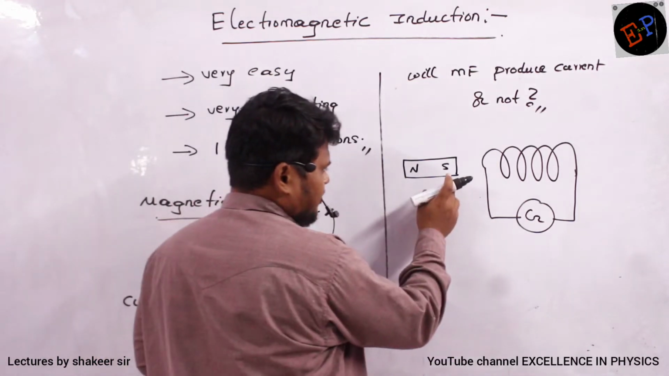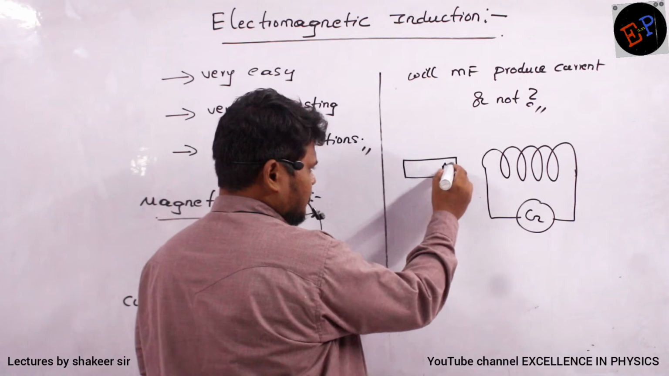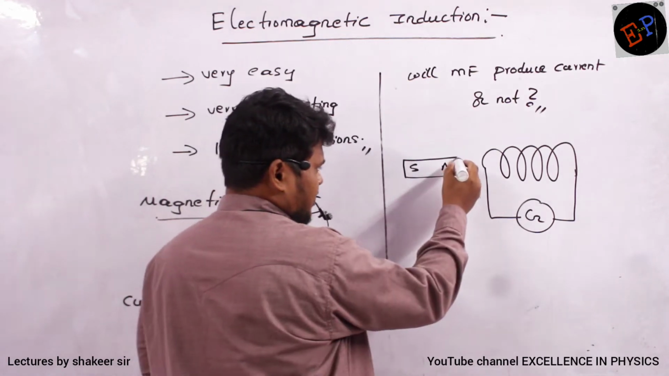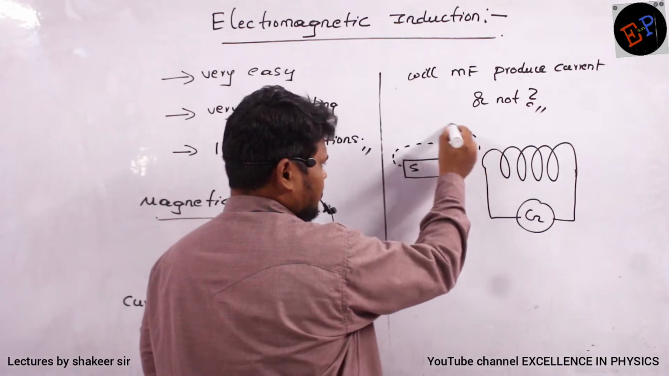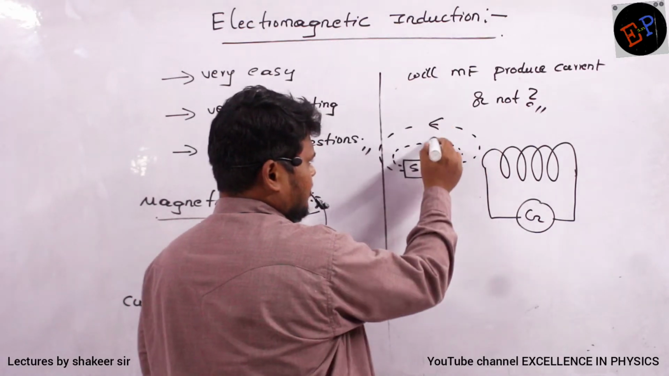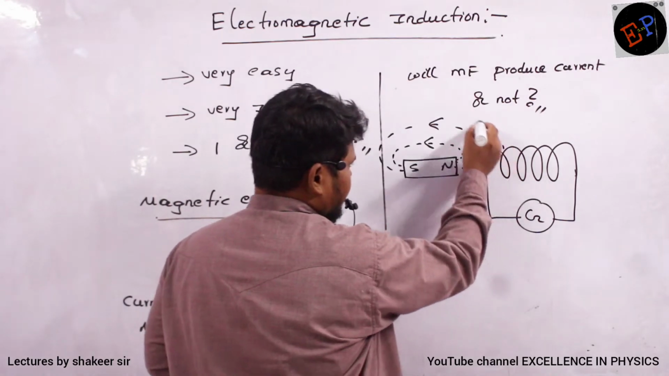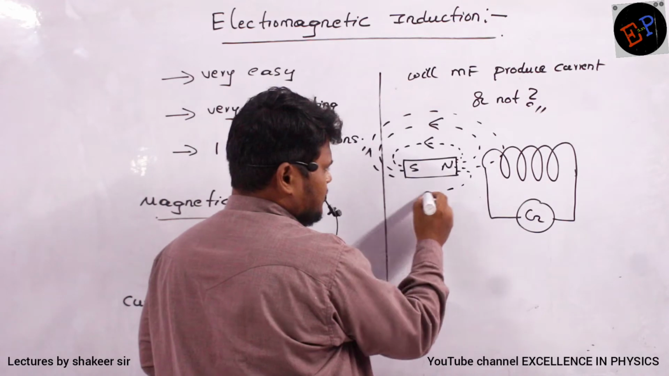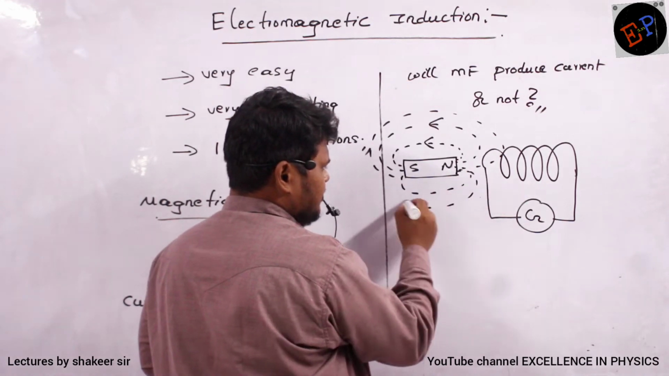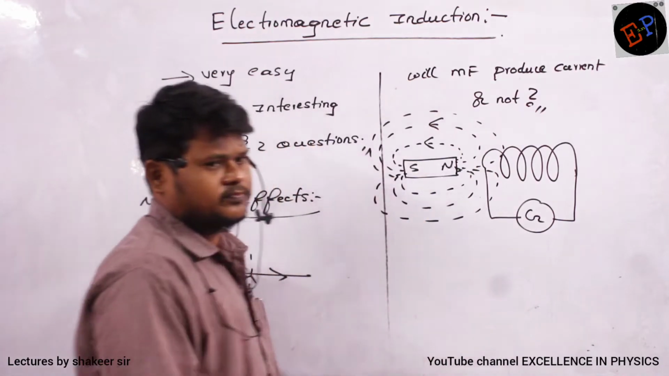A magnet produces magnetic lines of force. For example, let us consider this is the north pole and this is the south pole. So magnetic lines continuously travel from north pole to south pole. This is the orientation of the magnetic lines of force. So definitely some of the magnetic lines will touch this coil also, no? Some magnetic lines are traveling like this, and some will definitely touch the coil.